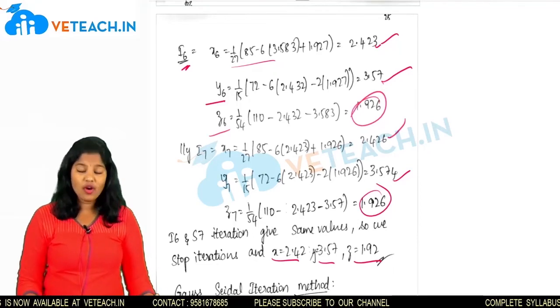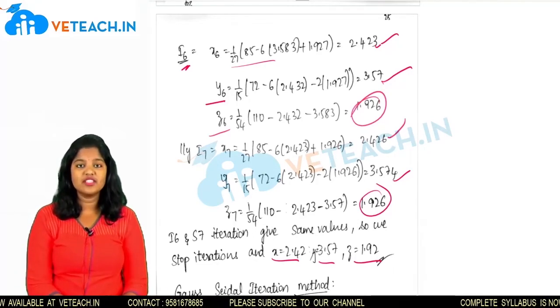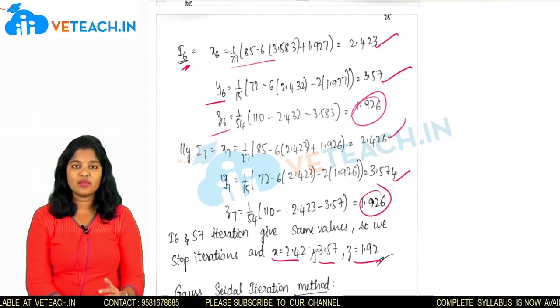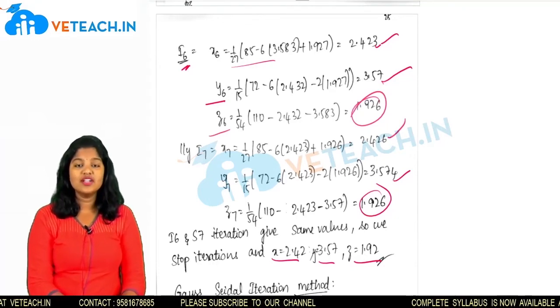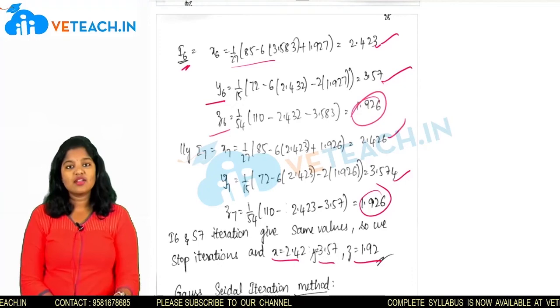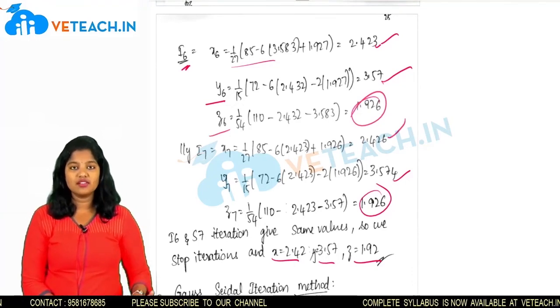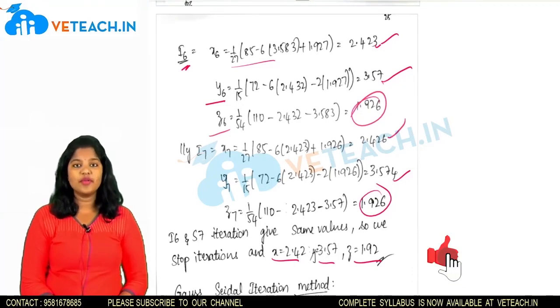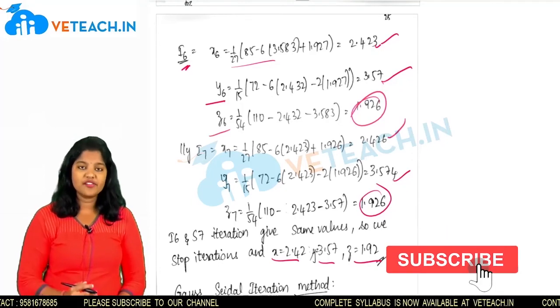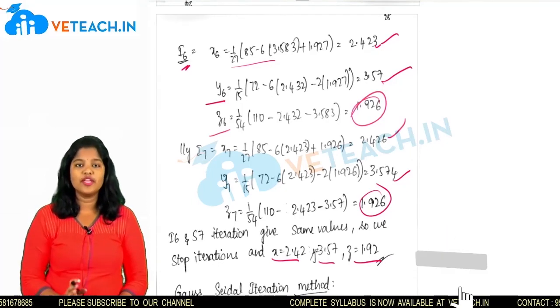Now I hope you all understood it, students, because it is very easy. Just take the previous values, substitute here, obtain the values and do the iterations until the values of consecutive iterations are equal, not any two. The immediate iteration value and the previous iteration value only should be equal.